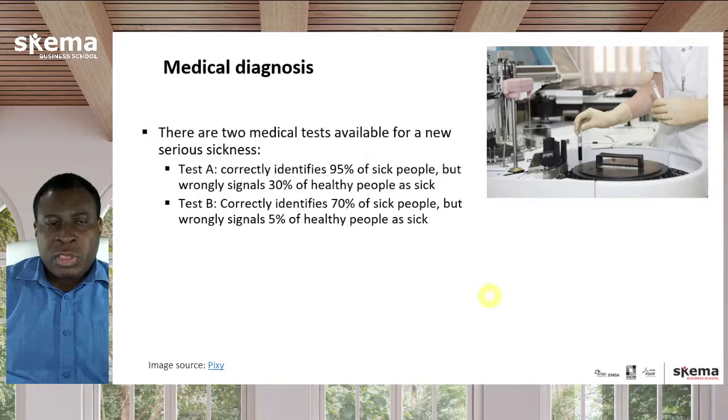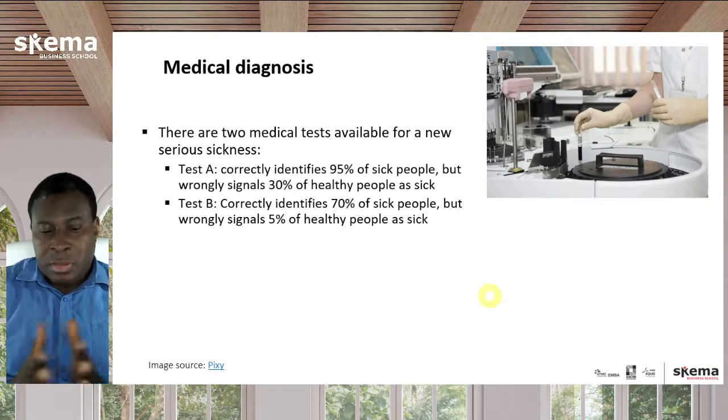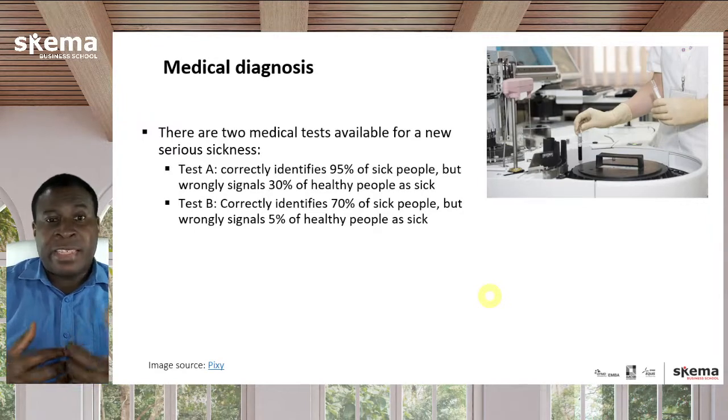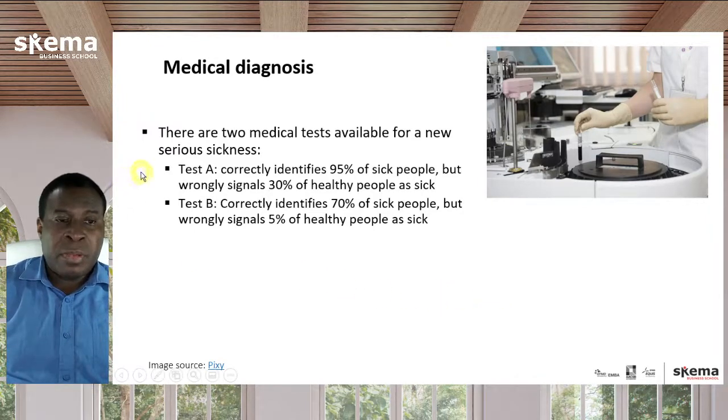Consider a scenario where you have two different medical tests available for a new serious sickness, like in the COVID-19 pandemic, where you have PCR tests and antigenic tests. Suppose test A correctly identifies 95% of sick people, but it wrongly signals that 30% of healthy people are sick. But then test B correctly identifies 70% of sick people, so not as many as test A, but it wrongly signals 5% of healthy people as sick.